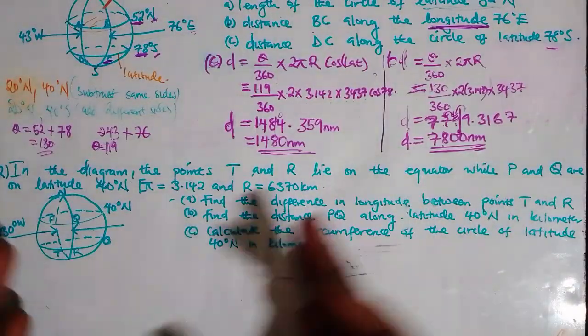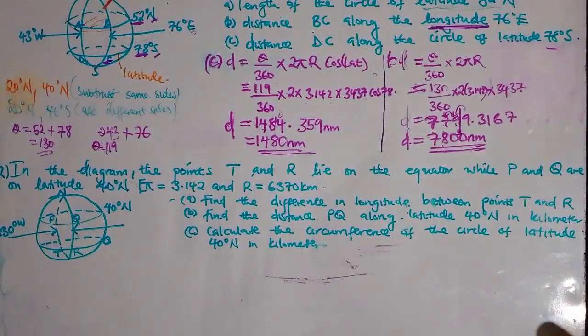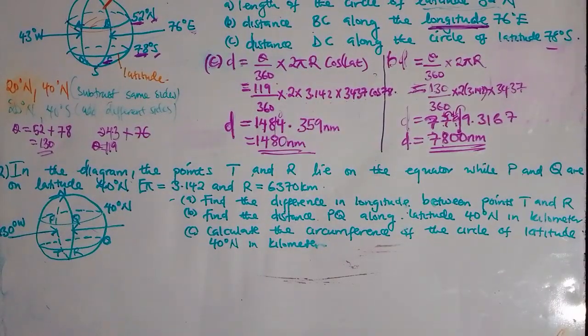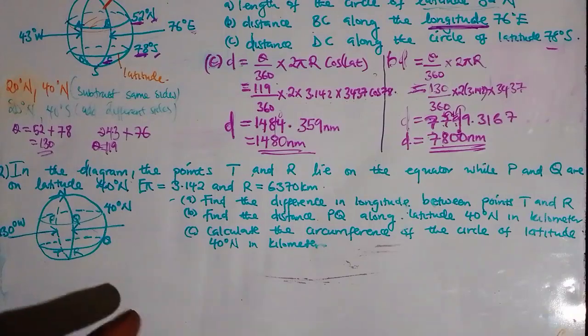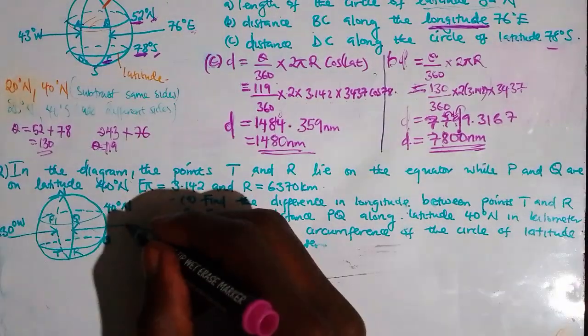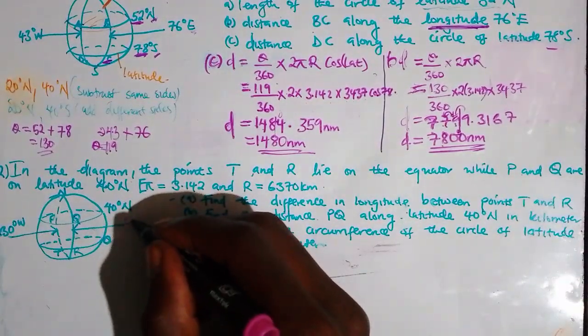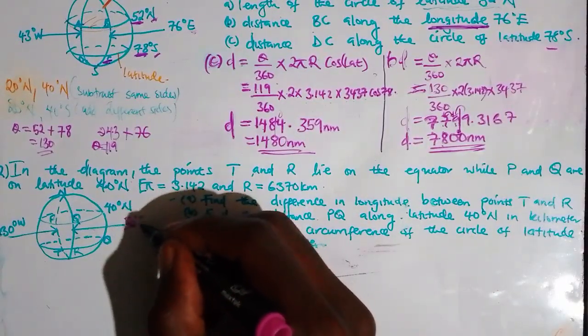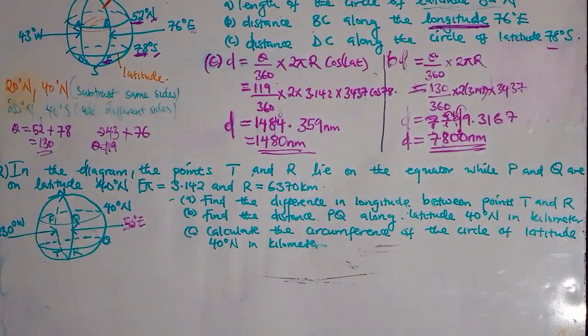Yeah. So moving on to our first question for part B. Find the difference in longitude between point T and R. So they want us to calculate what? The difference in longitude between point T and R. Okay, so here I forgot, it's supposed to be 50 degrees east. Finding the difference in longitude is the simplest thing which you find on Earth geometry.